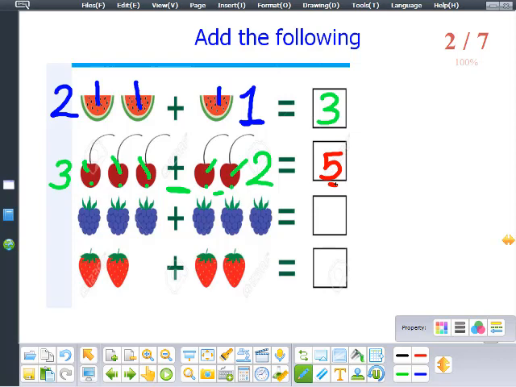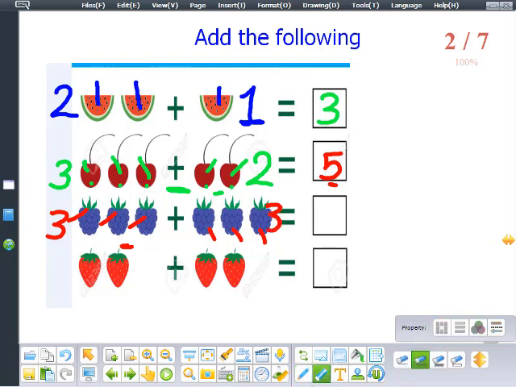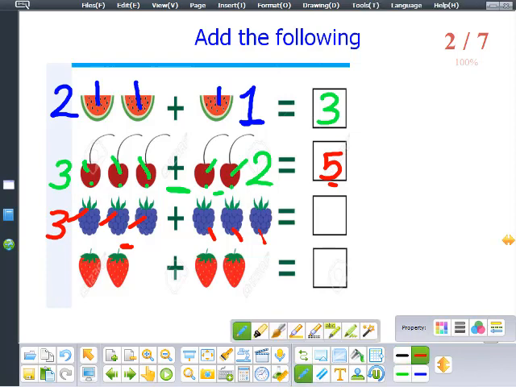What about the next one? Here I have some grapes. Let's count this side only. 1, 2, 3. How many grapes do I have here? 3. Excellent. Write number 3. And how many grapes do I have on the other side? 1, 2, 3. Again 3. Let's write 3. So here I have 3 grapes, and on the other side I have 3 grapes too.